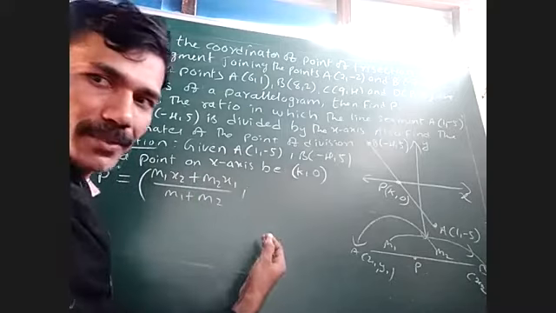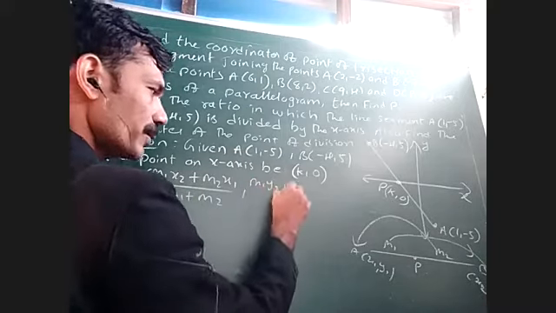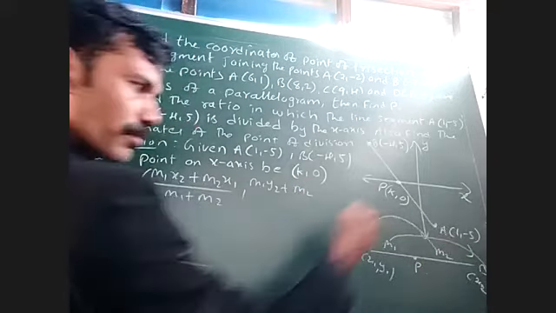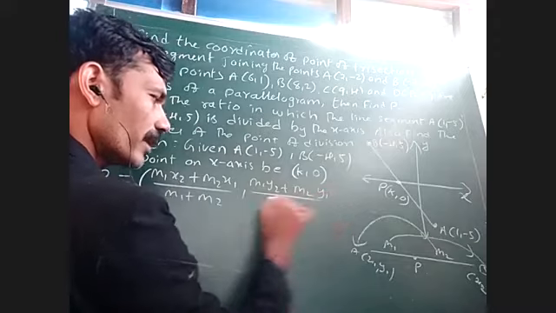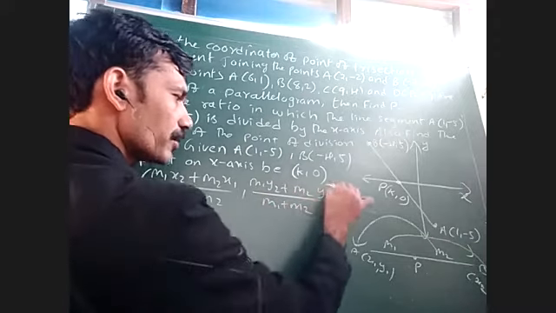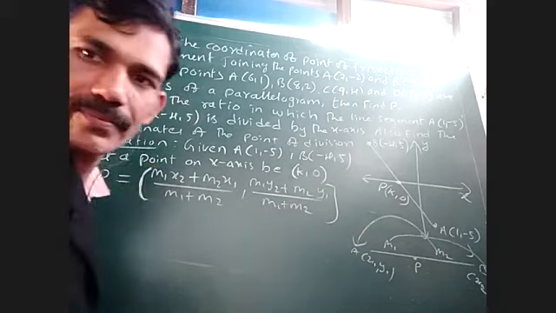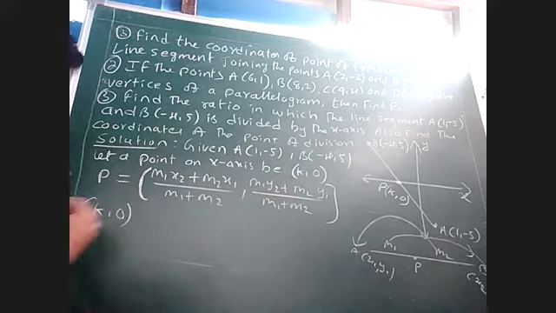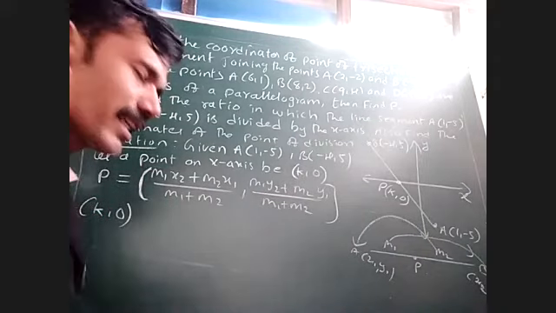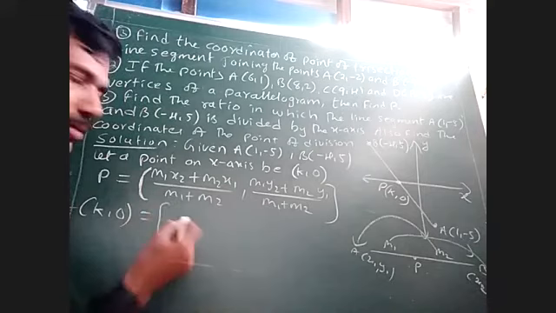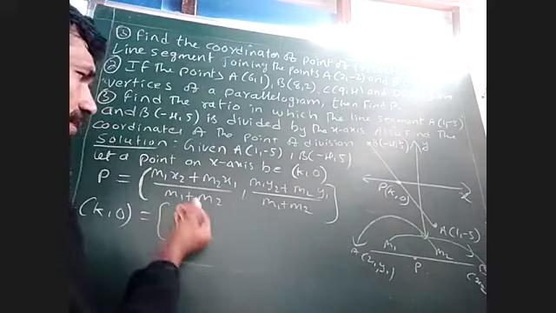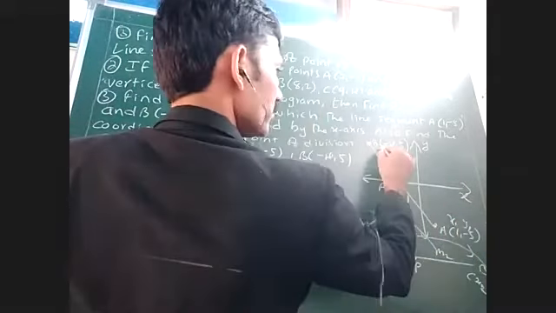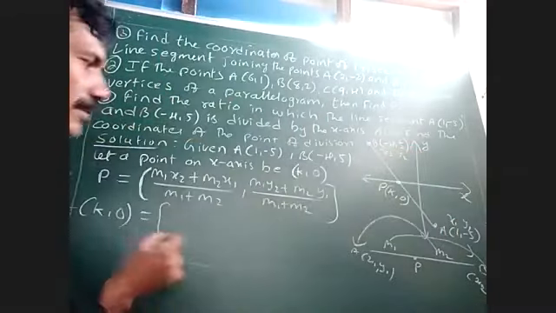Similarly, to find the y coordinate, m1 y2, if you are writing m1 you have to multiply that; if you are writing m2 you have to multiply y1, whole divided by m1 plus m2. This is the formula. Now see, P we have taken as (k, 0). Next, m1 m2 we don't know, that only we have to find. So x1 x2 we know, no? A we can write (x1, y1), B coordinates (x2, y2).